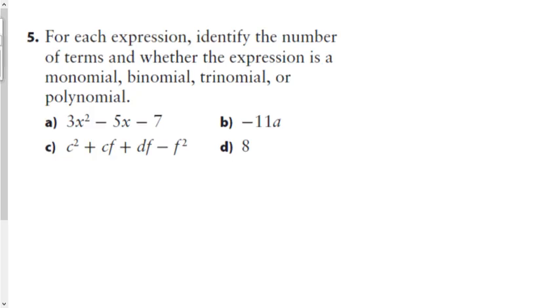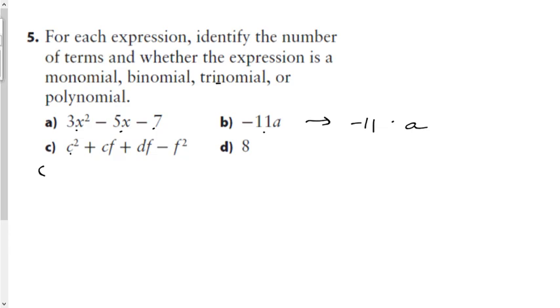Question 5: for each expression, identify the number of terms, first thing, and whether the expression is a monomial, binomial, trinomial, or, with more than 3 terms, a polynomial. Question A: 1, 2, 3, trinomial. 3 terms, trinomial. Question B: 1 term. How do we know it's 1 term? Remember, a term by definition is the product of numbers and/or variables. Since negative 11a is really the product of negative 11 multiplied by the variable a, it's just multiplication, and therefore just 1 term. Negative 11a is 1 term, or a monomial.